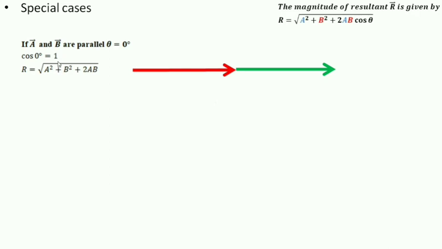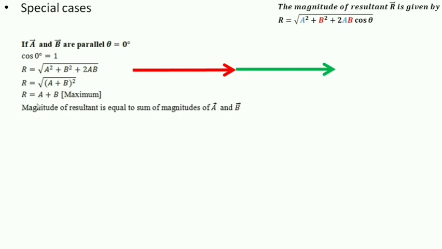Now let's see the special cases. This expression will give the magnitude of the resultant vector. If vector a and vector b are parallel, going in the same direction, then theta will be 0 and cos theta will be 1. So instead of cos theta I can write 1. So this is a plus b whole square. I'll find the resultant to be a plus b after cancelling this square and root. So if they are in the same direction, the resultant will be maximum, and the resultant will be the sum of the magnitudes of a and b.